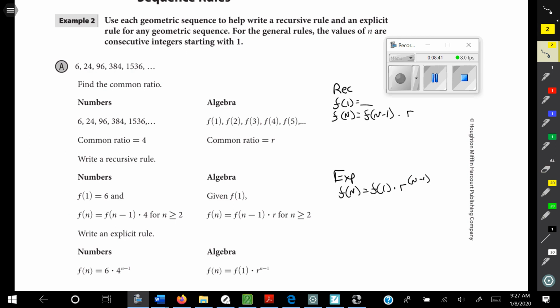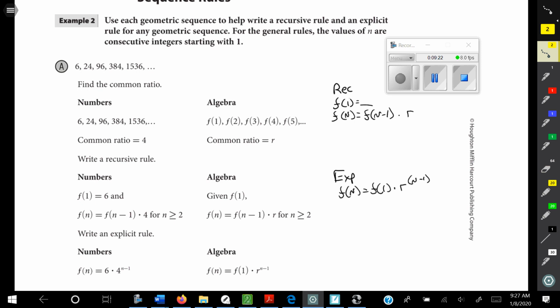Okay, so here's another example of writing the recursive and explicit rule for a geometric sequence. This one's already worked out, but what they've done here is show the numeric and the algebraic for the same thing. So for example, it gives us the sequence here, 6, 24, 96, 384, and 1536. And they said, what's the common ratio? Well, the common ratio is 4. And then when you get ready to write the explicit rule, it's writing it in numbers, where you plug in your common ratio and your first term and all of that.